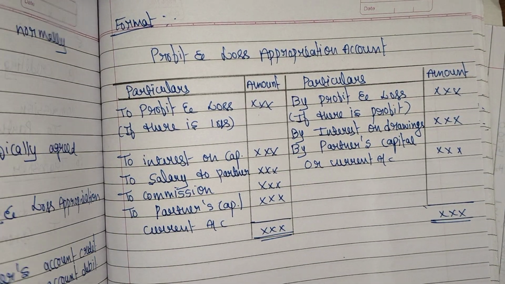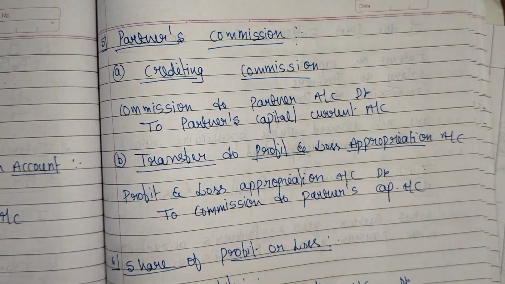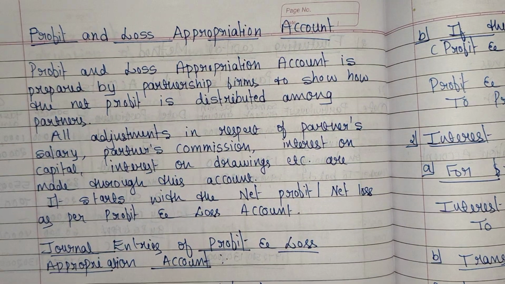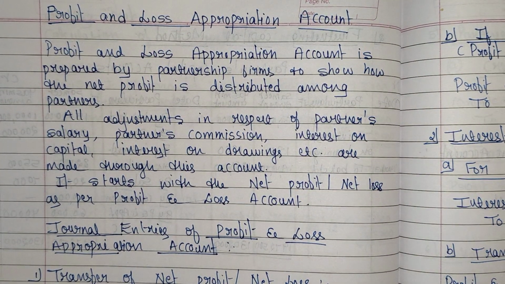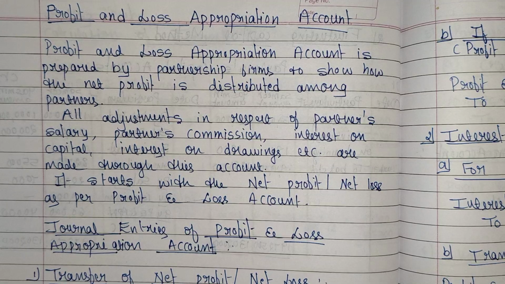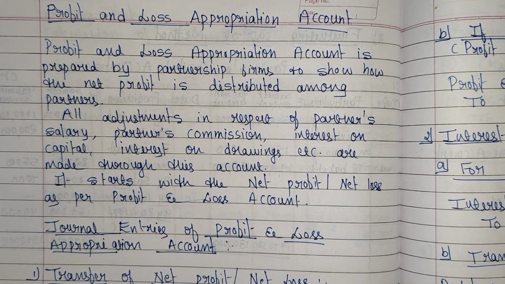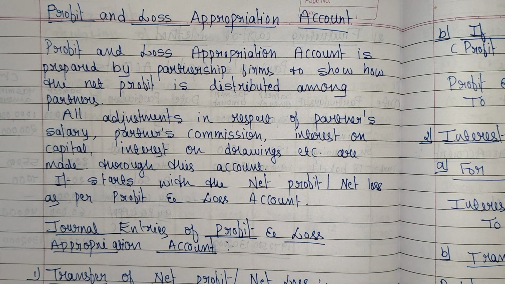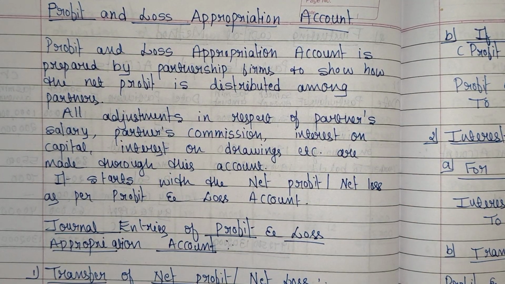So the Profit and Loss Appropriation Account is the extension of the Profit and Loss Account. Clear? It is prepared by the partnership to show how the net profit is distributed among the partners through salary, interest on capital, interest on drawings and profit sharing ratio. So I hope this concept is clear to you. This is a very important concept.